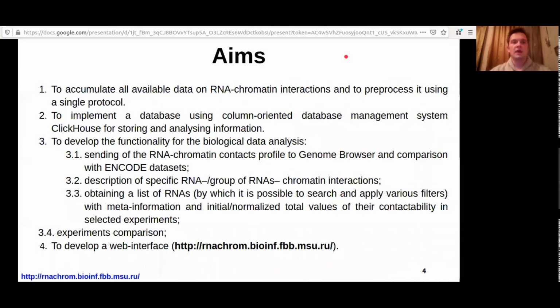So, the aims of this work are: accumulate all available data on RNA-chromatin interactions in our database, preprocess these data using a single protocol, develop functionality for biological data analysis, and develop a web interface to make it easier for scientists to use the analytical capabilities of this resource.